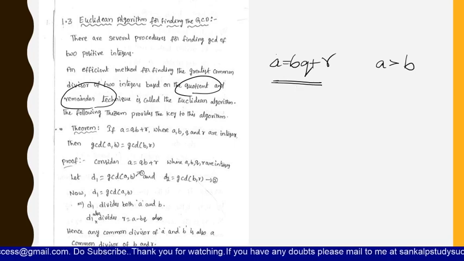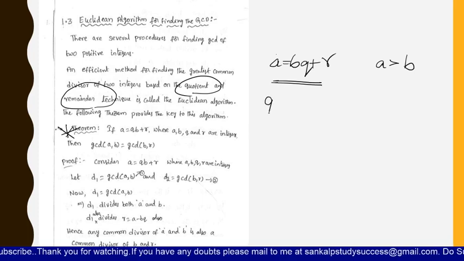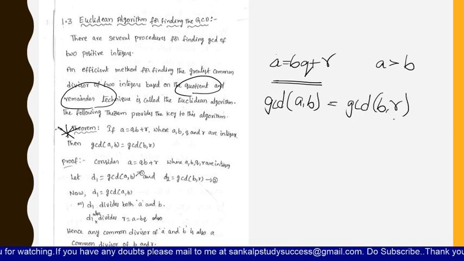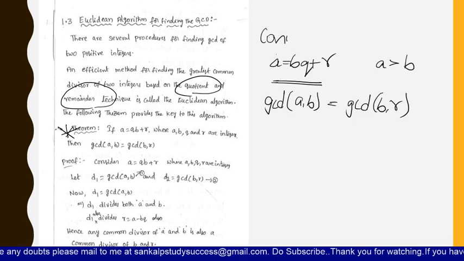Now, let us see this theorem, which is the most important theorem, and you may get it for 5 to 7 marks in the question. So, A = BQ + R, then GCD of A, B will be equal to GCD of B, R. Now we will prove this theorem. Always, when you prove a theorem, always consider the given data.